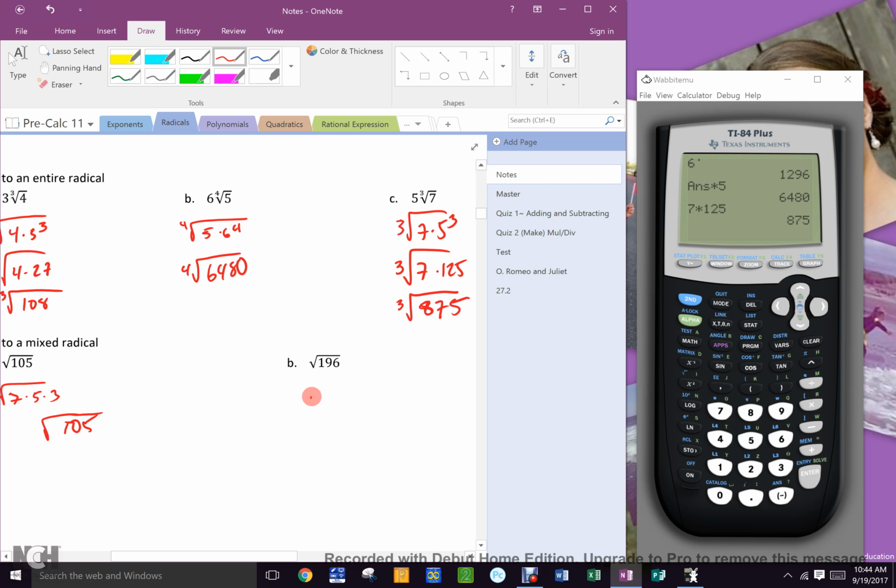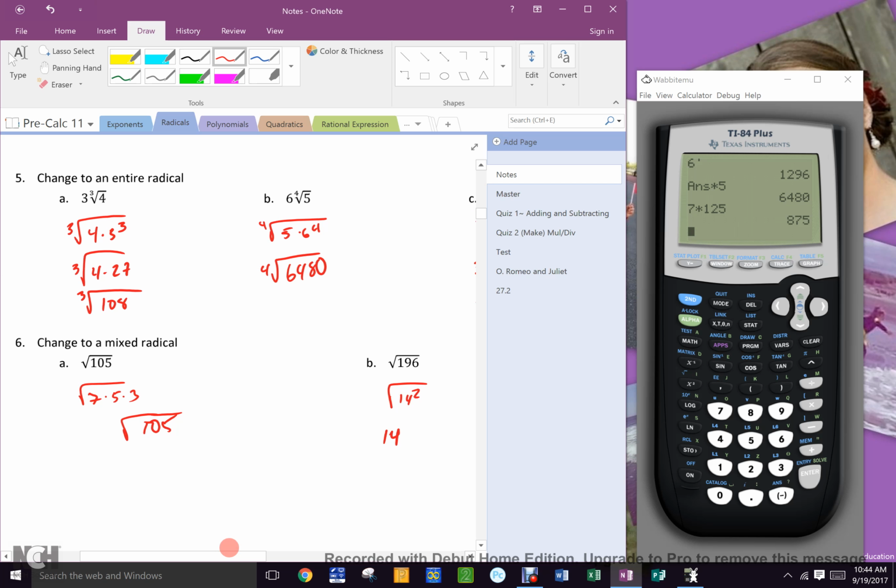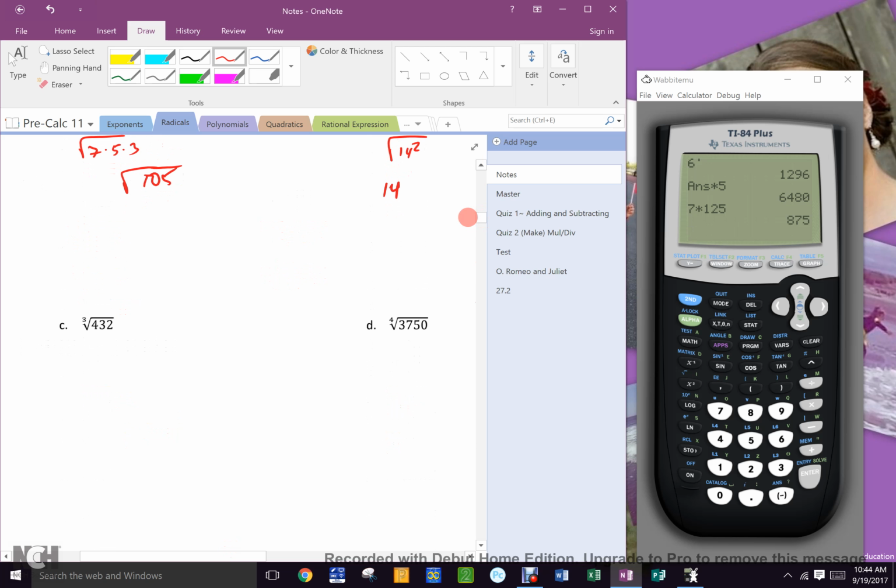This one, that is the square root of 14 squared, so it is 14. Third root of 432, so I got to take 432 and break it down. That is 2 times 216. I can stop there because I know that 216's cubed root is 6. So that is 6 cube root 2.